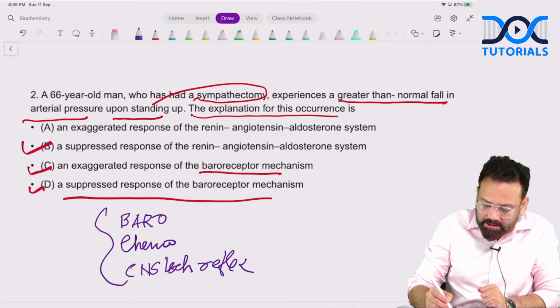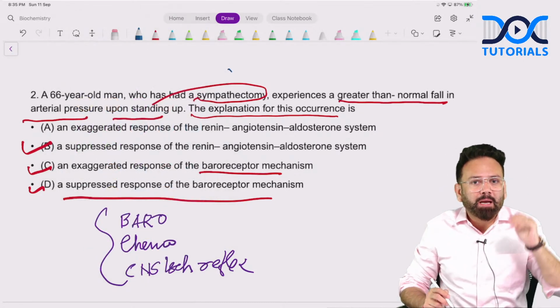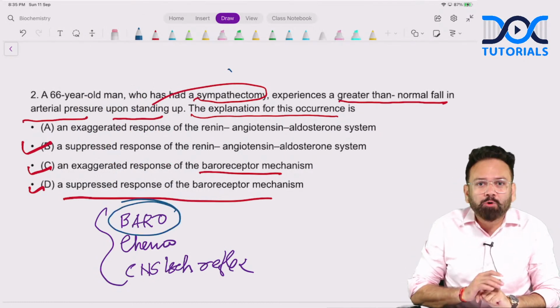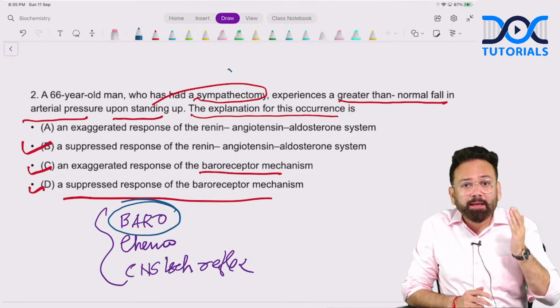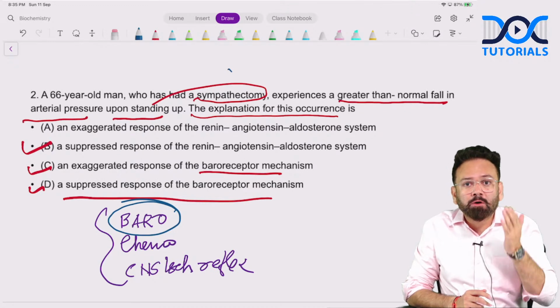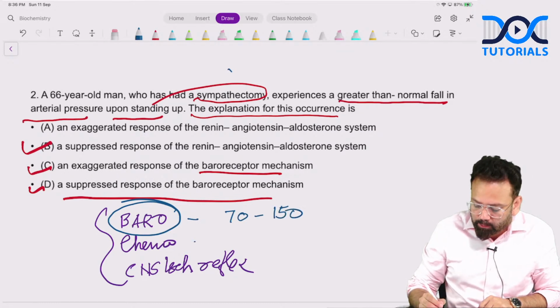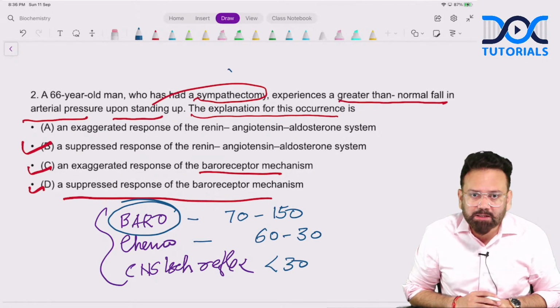So if someone is standing from the supine position, BP will fall, but who will immediately bring BP back to normal? Baroreceptor. So if BP is not coming back to normal, it means your baroreceptors are not working properly. Baroreceptors work from 70 mm Hg to 150 mm Hg. Chemoreceptors will work from 60 down to 30. If it becomes less than 30, then the CNS ischemic reflex will happen.